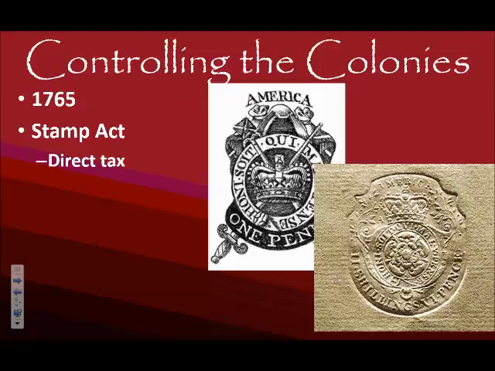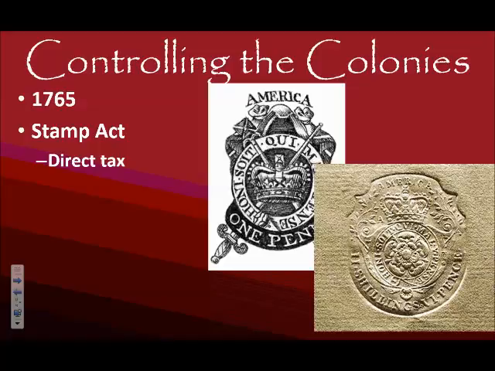So rather than taxing a few goods that are coming in, where that money would be paid by the company or be paid by the shipper, the Stamp Act is a direct tax because the end consumer is going to pay this tax. What would happen is that there would be many items which would not be allowed to be sold without this royal stamp or this royal seal.